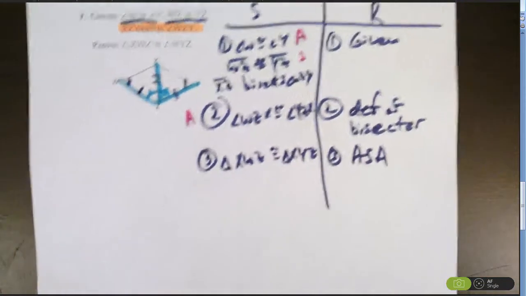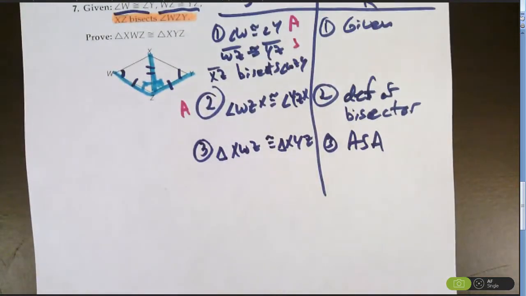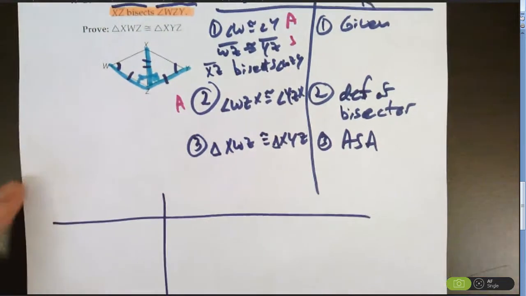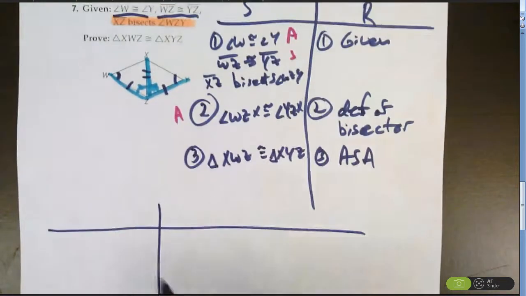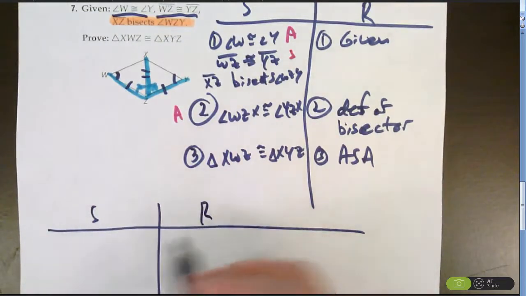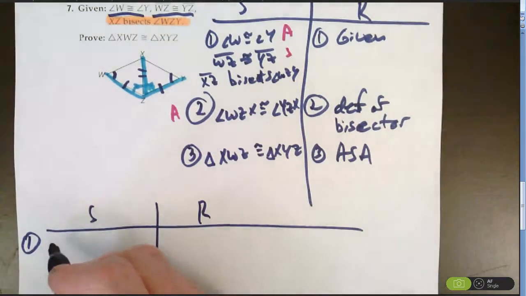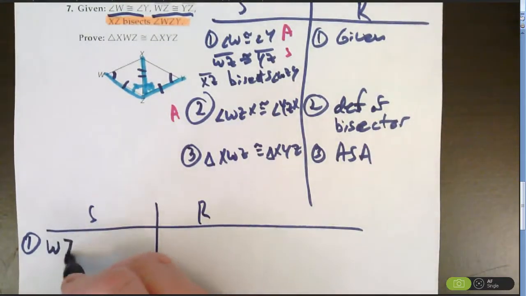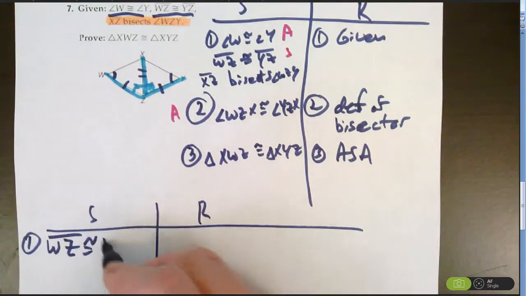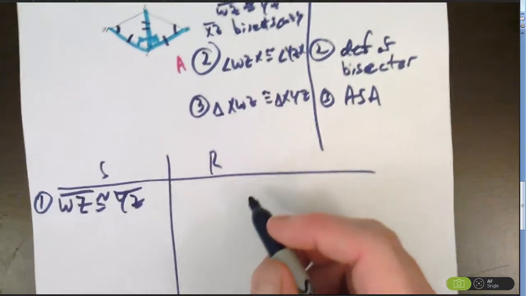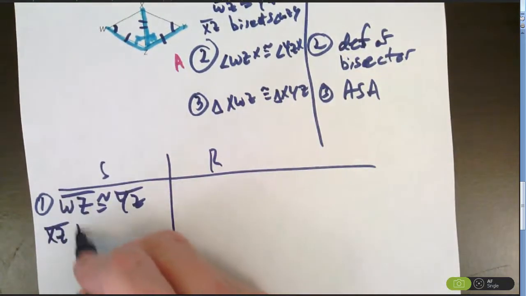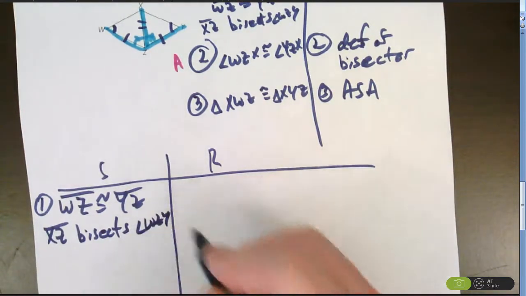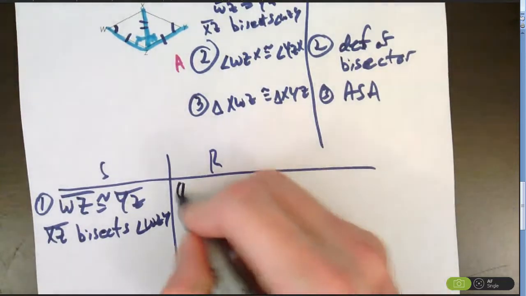Okay. Now alternatively, you could have also proved it using side-angle-side. So I'm hoping this stays in frame enough, but I'm just going to have to kind of bounce back and forth. Statements, reasons. 1, we don't need W is congruent to Y, so I'm not even going to bother writing it. I'm going to write WZ is congruent to YZ, and that XZ bisects angle WZY. Okay, that's a given.